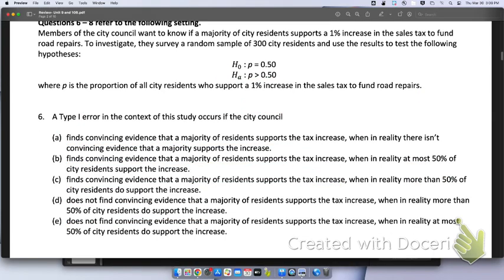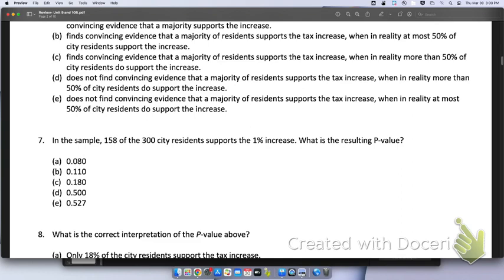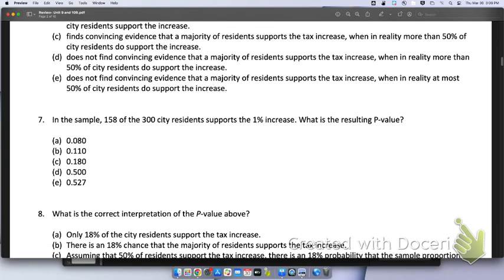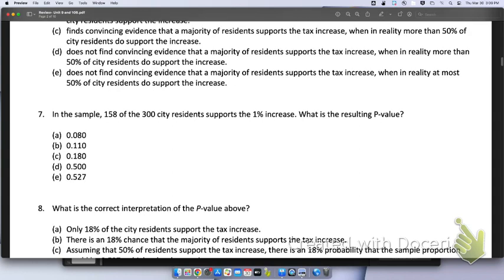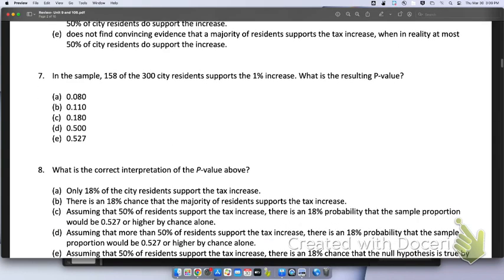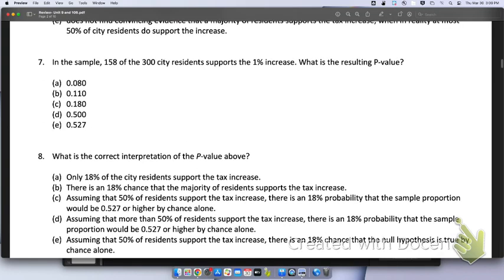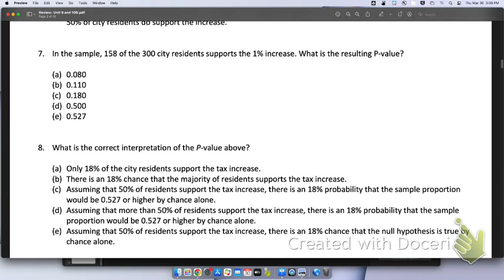Okay, let's look at 7. On 7, it says, in the sample, 158 of the 300 residents support the 1% increase. What is the resulting p-value? So in this situation, we're just literally going to plug this into the calculator and get the p-value. When I read the problem, there was just one sample. This was a proportion problem. I'm looking at a proportion that support the tax increase.